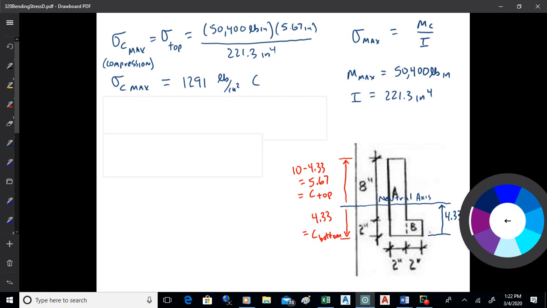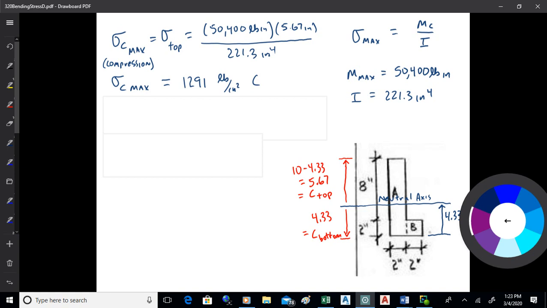Okay, so now, being as we've got the neutral axis, we can find C, which is defined as the distance from the neutral axis to the edge of the beam. So to the bottom, it's 4.33. To the top, it's the total height of the beam, which is 10 minus 4.33. It's 5.67 to the top. So we have one C to the bottom, another one to the top. And then to find the stress at the top, you just take the moment times the C value to the top, which is the distance on the cross-section measured from the neutral axis to the top of the beam, divided by I. And it comes out to be 1291 pounds per inch squared. So that's the normal stress at the top of the beam.